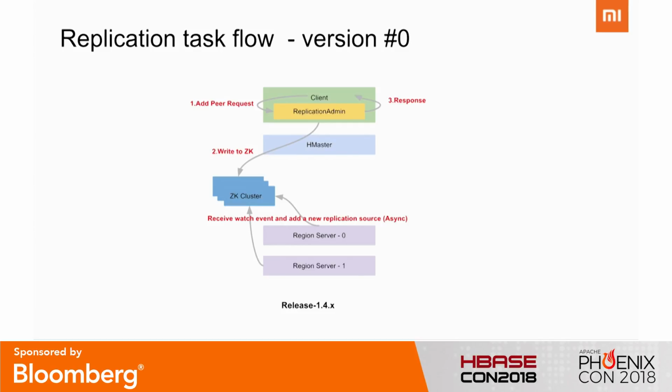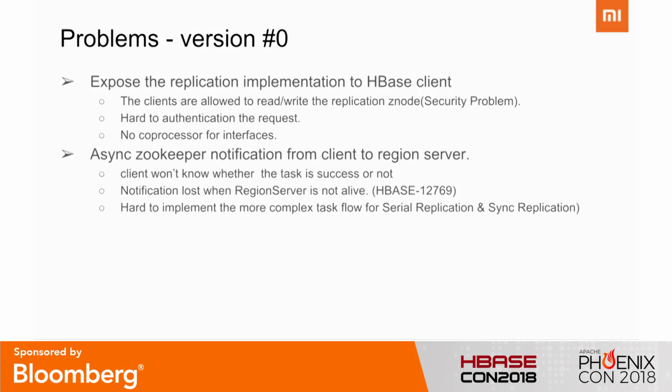The client sends a request to the replication admin, and the replication admin writes some data to ZooKeeper and then just returns to the client. At some point in time, the region server receives the watch event and finishes adding a new replication source asynchronously. But there are some problems.